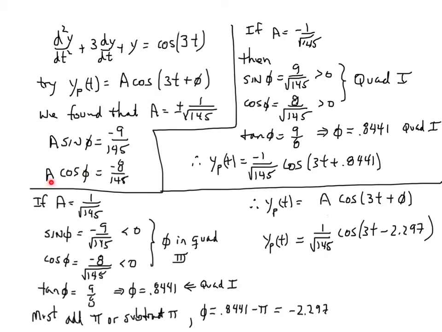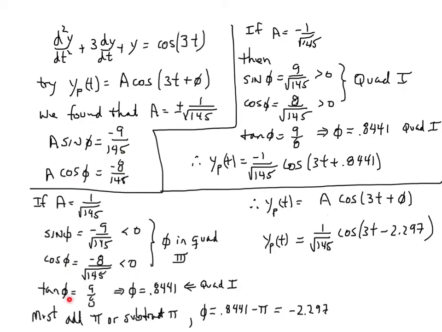Okay, if I work with positive a, then I divide through both sides by a, and I'll have two negative expressions. Sine of phi is -9 over the square root of 145. Cosine is -8 over the square root of 145. Two negative numbers force me into quadrant 3. That's where phi must live if its sine is negative and its cosine is negative.